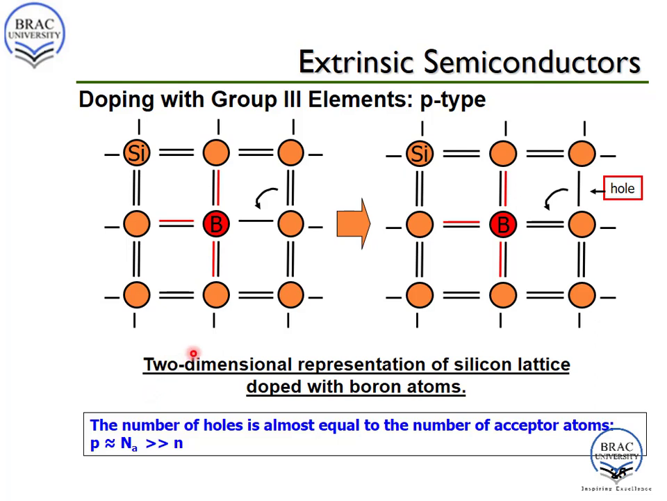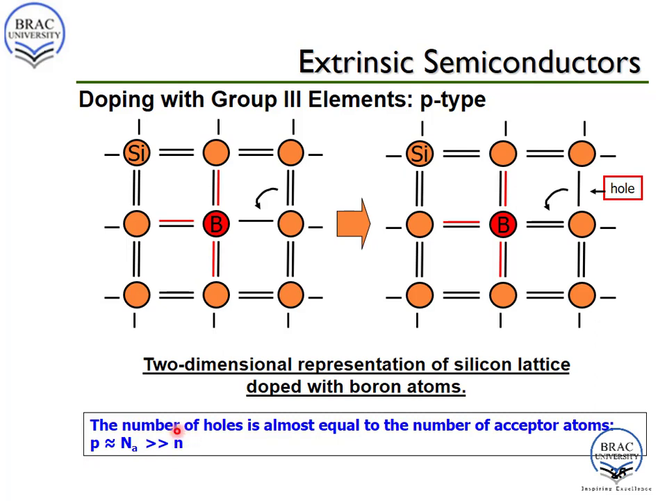As we can see, in the case of a p-type semiconductor, the concentration of holes will be much larger than the concentration of thermally generated electron hole pairs. So if we consider small p as the hole concentration and small n as the electron concentration, then obviously the hole concentration p will be much larger than the electron concentration n.